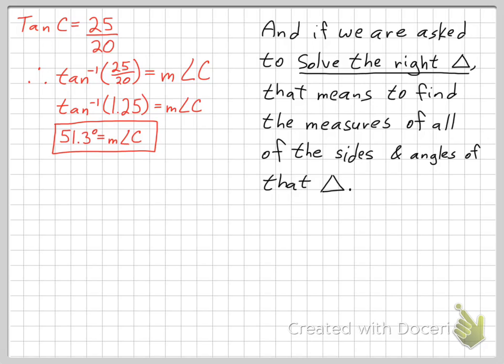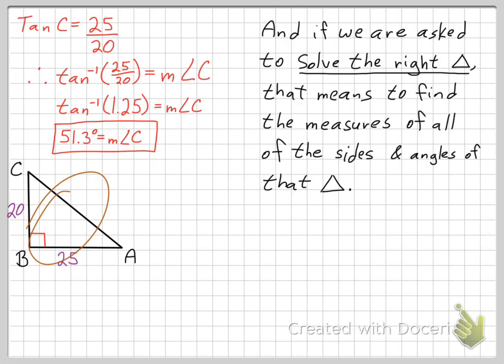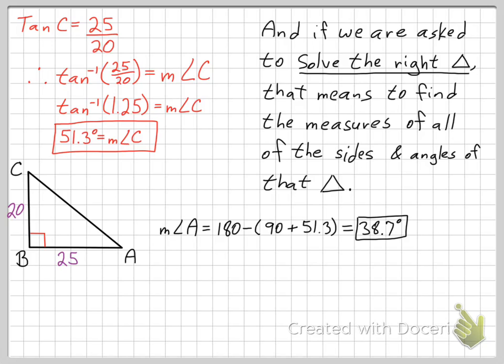So to do that for this right triangle, going back to this triangle, the measure of angle A is equal to 180 degrees, the total angular measurement inside of a triangle, minus what we know already, which is the 90 and the 51.3, and we'll get the measure of my missing angle, 38.7 degrees.